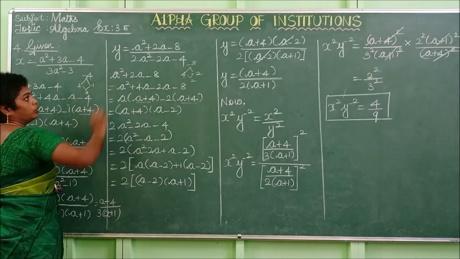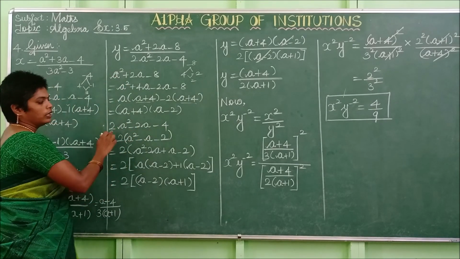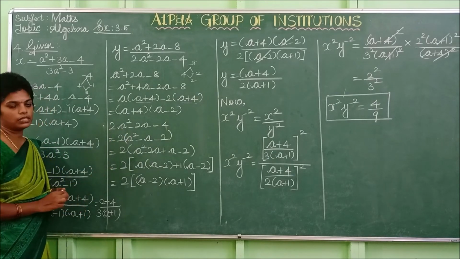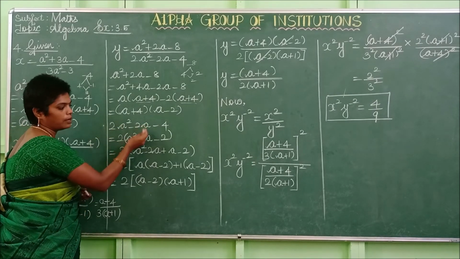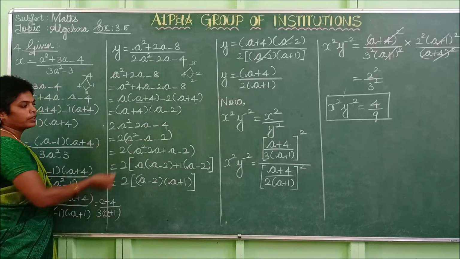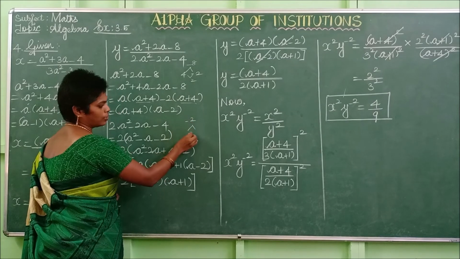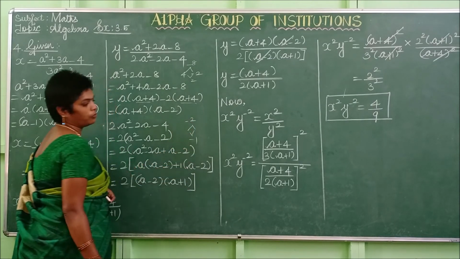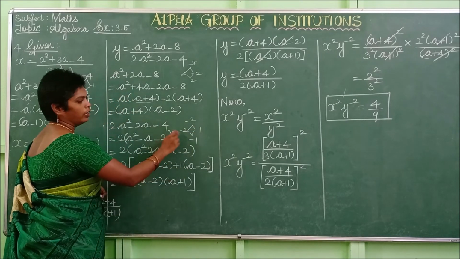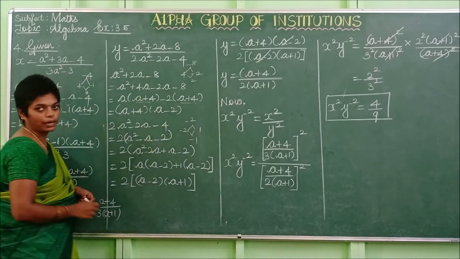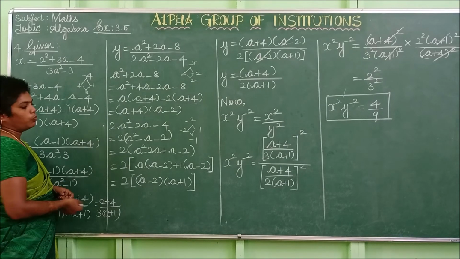Then listen to the denominator: 2a squared minus 2a minus 4. Here all the coefficients come in the 2 table, so take 2 as common. The remaining term is a squared minus a minus 2. Now if you multiply two numbers, you get minus 2, and if you add them, you get minus 1. That is minus 2 and 1. If you multiply these two numbers, you get minus 2. If you add them, you get minus 1.